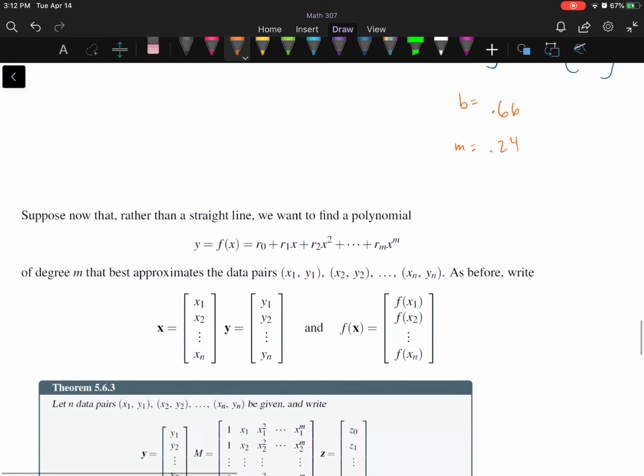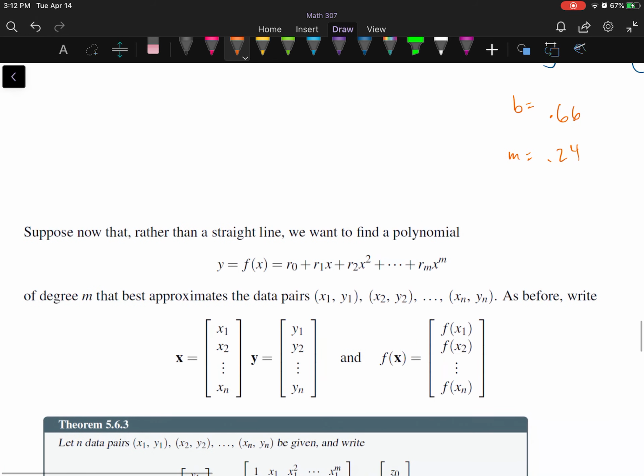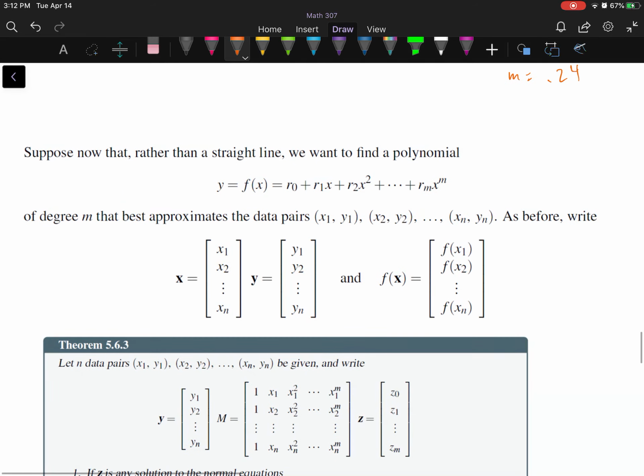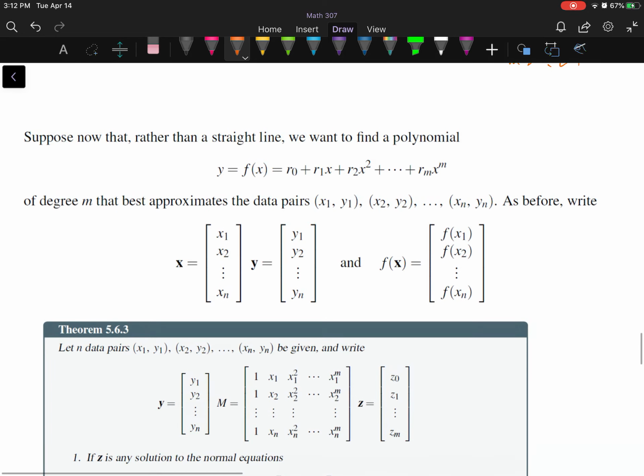Moving on. Here's one level up, where instead of just fitting some linear equation, here we're fitting any polynomial that we want to. So this is a polynomial of degree m. And as long as you have more data points than the degree of your polynomial, you should be able to use least squares.